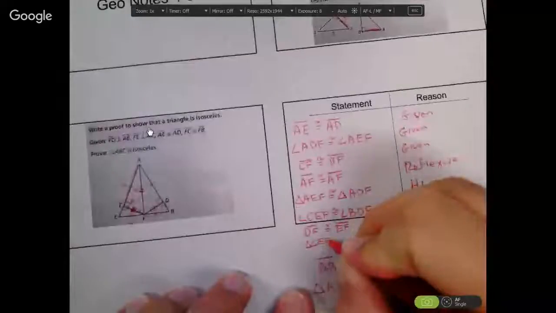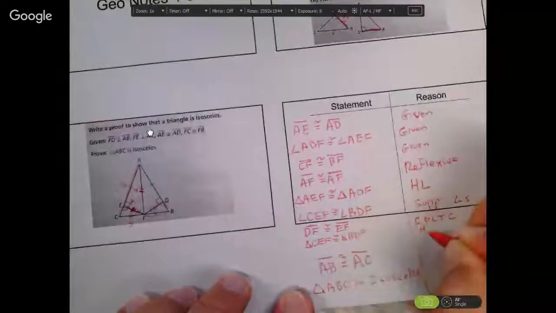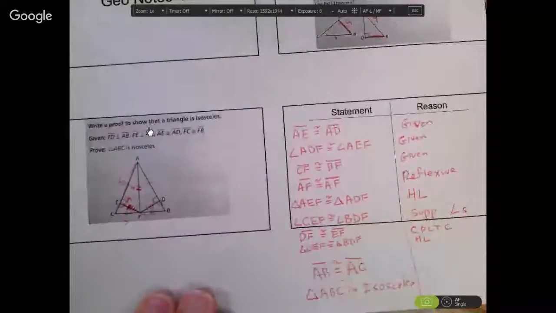Why did you make a paper airplane box? Because of HL. Then we can go to AB is congruent to AC, right? Almost, one more step. Can't we just add them now? Substitution? Let's not do a paper airplane. I have a feeling that you started it.